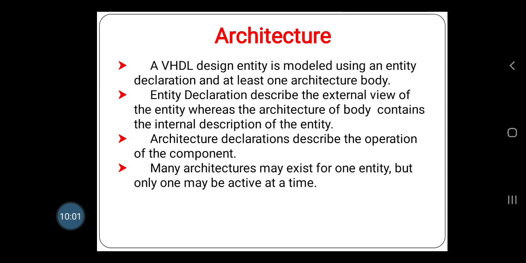Now the next topic is about the architecture. Once you declare the entity, then comes the architecture. A VHDL design entity is modeled using an entity declaration and at least one architecture body. Entity declaration describes the external view of the entity, whereas the architecture body contains the internal description of the entity. Architecture declaration describes the operation of the component. Many architectures may exist for one entity, but only one may be active at a time.